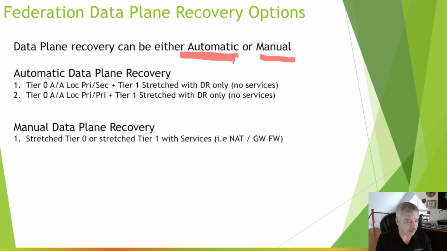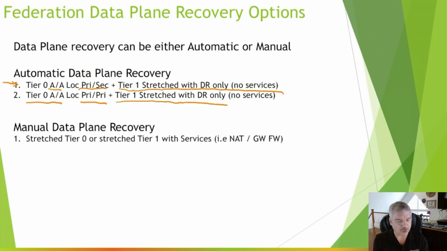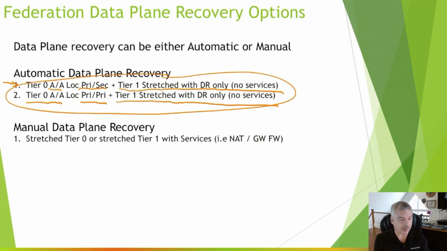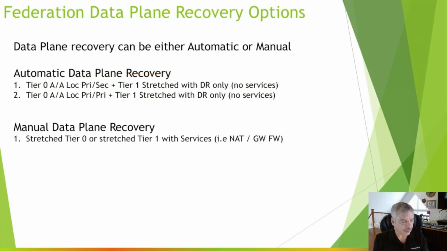So, automatic data plane recovery supports Tier 0 gateways, active locations, primary and secondary, plus a Tier 1 stretch with DR only, no services. Or we could do Tier 0 active locations, all locations primary, and Tier 1 is stretched with no services. So the key behind this automatic one is there's no services on our gateway. That's the key right there, okay? Then we could do manual recovery, whether it's a Tier 0 or Tier 1 with services, like I'm throwing on the NAT or a gateway firewall or something like that.